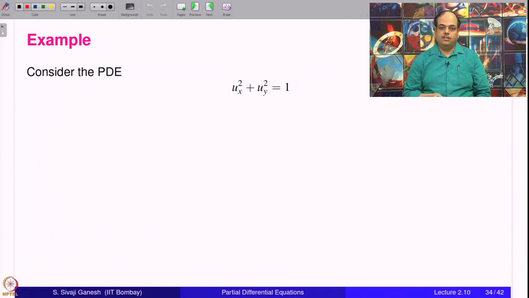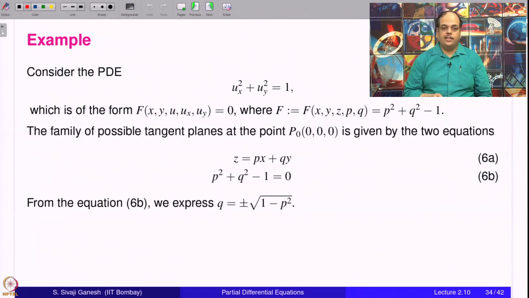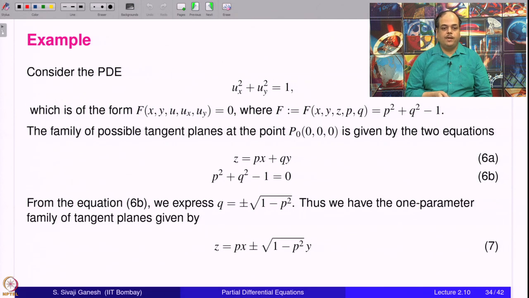Now, let us look at this PDE. This is a nonlinear PDE. F of x, y, z, p, q is equal to p square plus q square minus 1. Now, let us write the family of possible tangent planes: z equal to px plus qy, that is coming from the equation of a plane, and p, q are constrained to satisfy this equation. Therefore, p square plus q square minus 1 equal to 0. From here, luckily, like in QL, we could solve for q in terms of p, which is root of 1 minus p square. Of course, this makes sense only when mod p is less than 1. Of course, you have two solutions for q. Thus, we have the one parameter family of tangent planes.